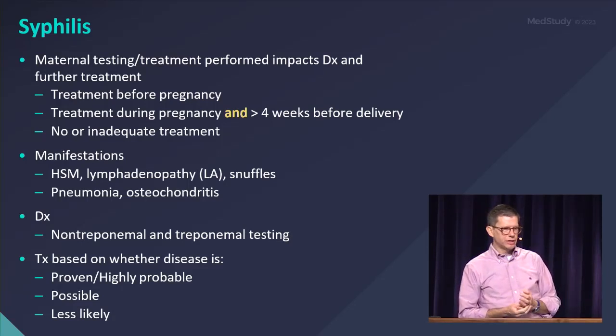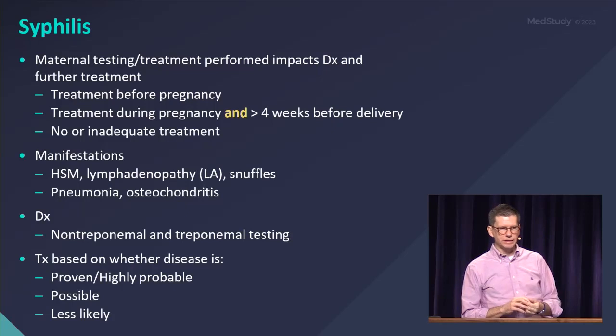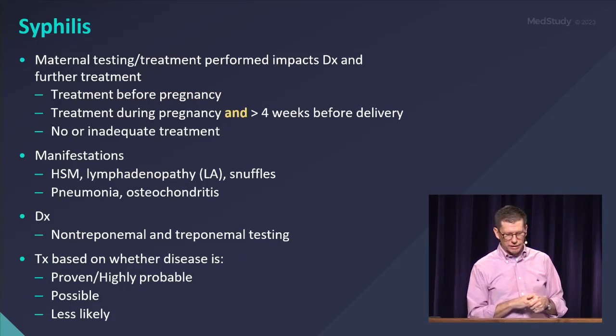The manifestations of syphilis are somewhat non-specific, but some clues: they'll have hepatosplenomegaly, lymphadenopathy, and snuffles, so copious amounts of runny nose that have tons and tons of spirochetes in them. So if you're concerned about a neonate in your nursery who has syphilis, make sure you wear gloves because the secretions from the nose can have lots of spirochetes.